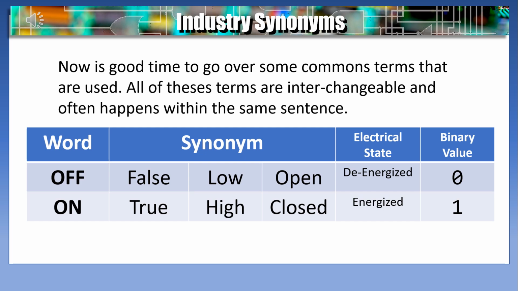So the word off can also be heard as false, low, open, de-energized, or be expressed with the binary value of 0. On can be expressed as true, high, closed, energized, or the binary value of 1. It's important to keep these in perspective, and when you start with one, it would be important to use the same term at the same time. In other words, if you want to use the word false for off, then use true for on. It will avoid some confusion.